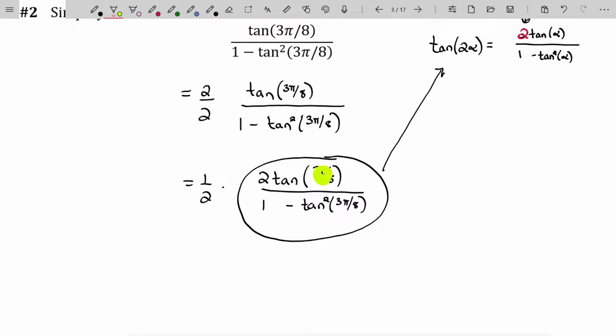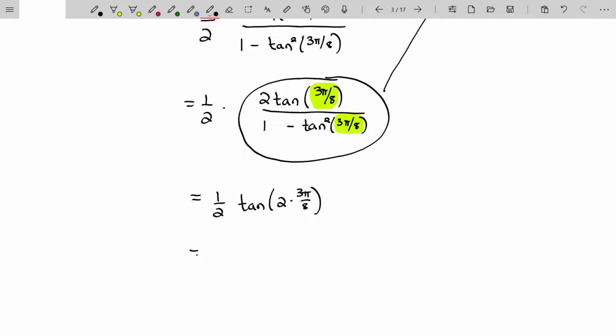We know that this picture can be traded out for the tangent of twice whatever these angles are. Oops, that is not a highlighter, that is actually a pen. So anyway, it's twice these angles. So we're going to trade out this picture for the tangent of twice 3 pi over 8. So it's going to be 1/2 tangent of twice 3 pi over 8. That's an arithmetic problem. So 2 times 3 pi over 8.